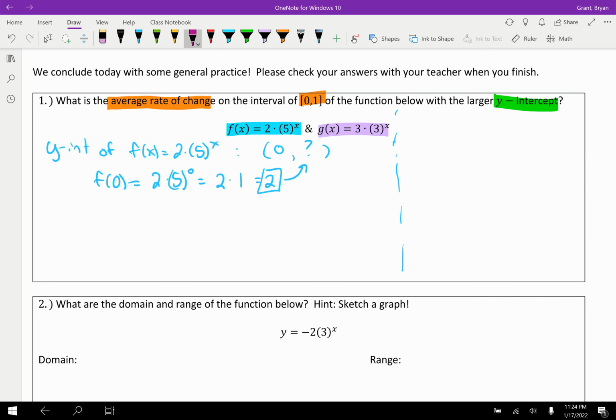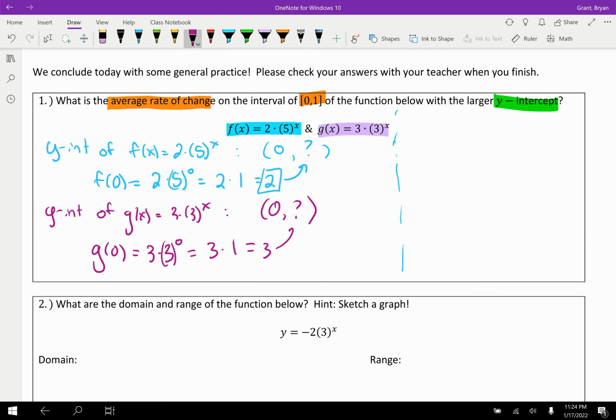The y-intercept for g of x, okay, is the same idea. 3 times 3 to the x. It's going to be 0 comma something. So we do g of 0 equals, whoops, looking at the wrong equation, 3 times 3 to the 0th. Anything to the 0th is 1, and 3 times 1 is 3. Which one of those equations had the larger y-intercept? That would be g of x.